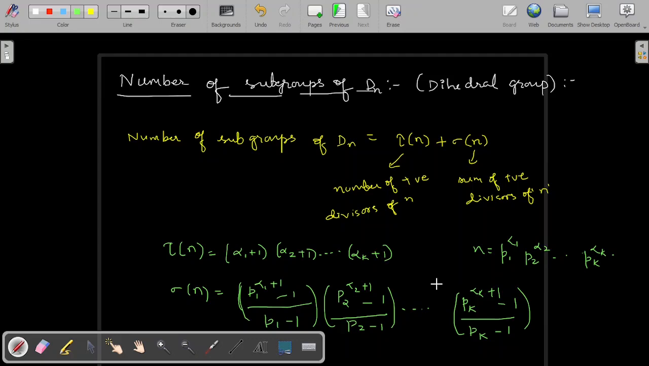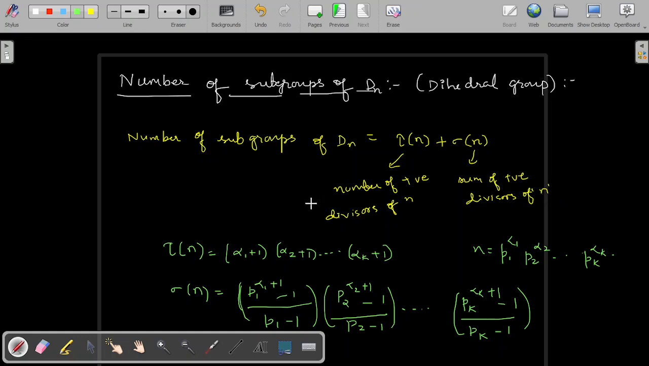Hello everyone. In this video, I am explaining how to find the number of subgroups of Dn, that is, the dihedral group. The number of subgroups of Dn is given by the formula tau of n plus sigma of n, where tau of n gives you the number of positive divisors of n and sigma of n gives you the sum of positive divisors of n.